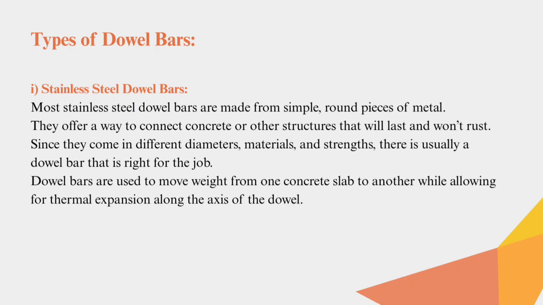The first one is the stainless steel dowel bars. Most stainless steel dowel bars are made from simple round pieces of metal, and they offer a way to connect concrete or other structures that will last and won't rust. Since they come in different diameters, materials and strengths, there is usually a dowel bar that is right for the job. Dowel bars are used to move the weight from one concrete slab to another while allowing for thermal expansion along the axis of the dowel. This is about the stainless steel bar.